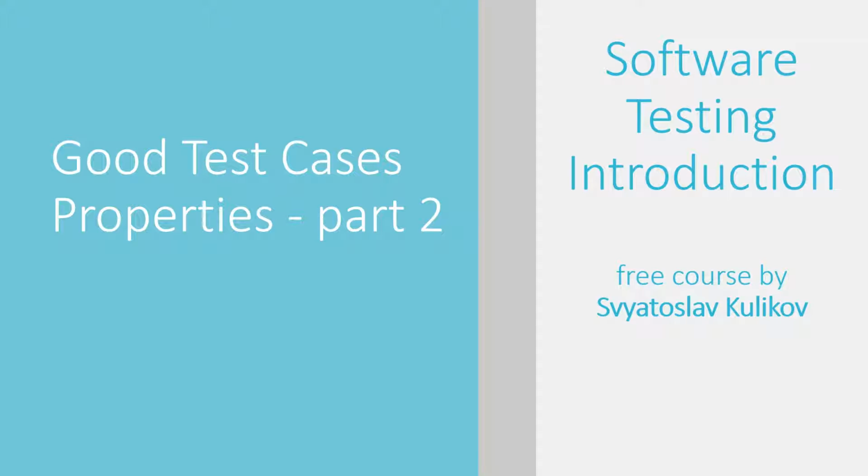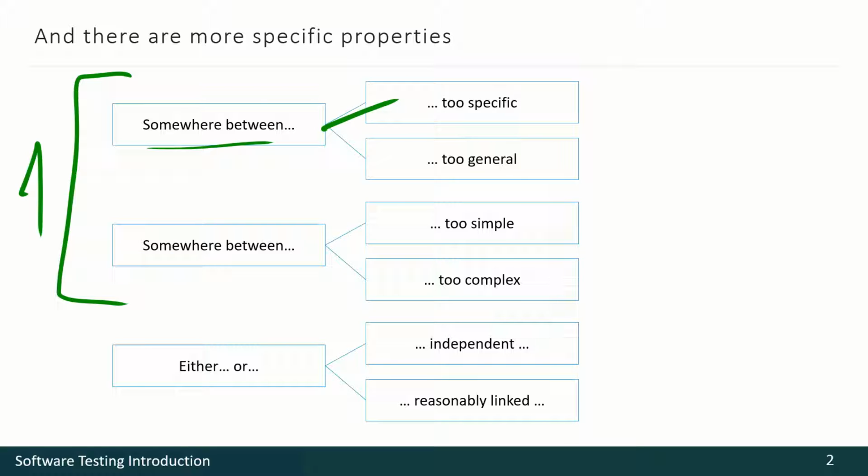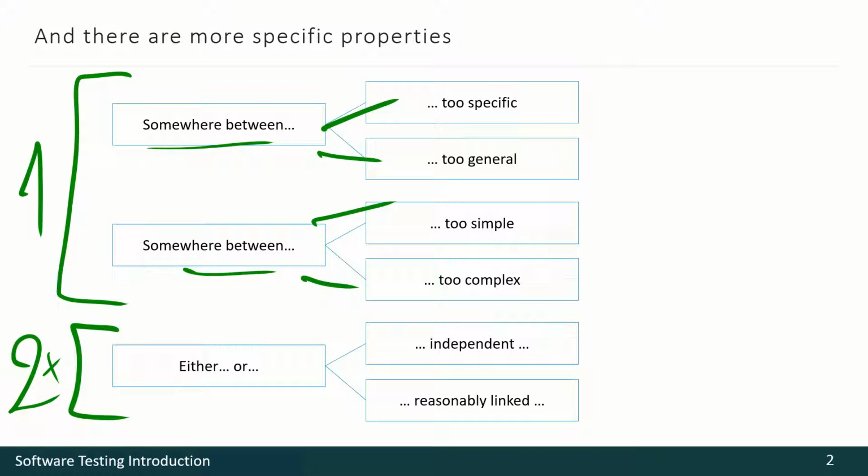In this video, we shall continue speaking about test case properties. In the first video, we were talking about how a test case should be somewhere between being too specific and too general, and between being too simple and too complex. And here we shall talk about these properties and some more.